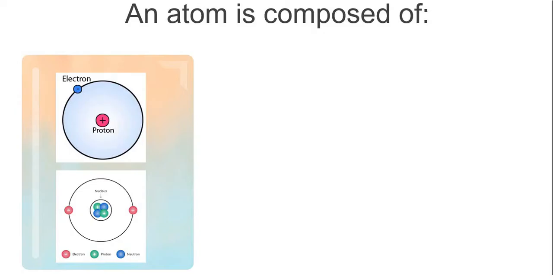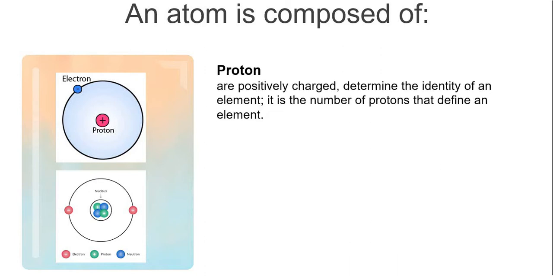An atom is composed of electron, proton, and neutron. What is proton? Protons are positively charged. They determine the identity of an element. It is the number of protons that define an element. So, ito yung positively charged na.